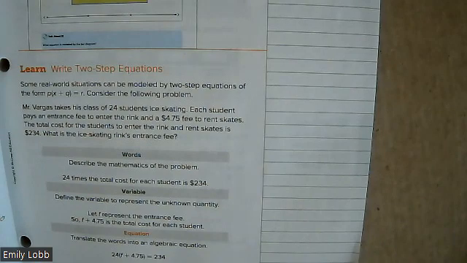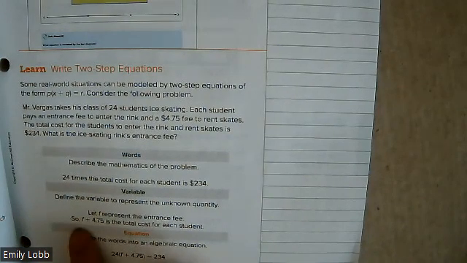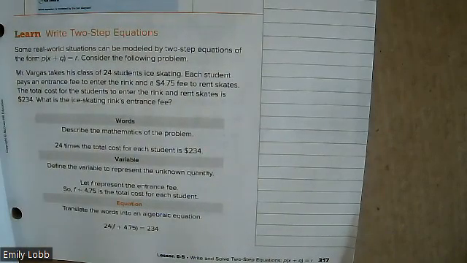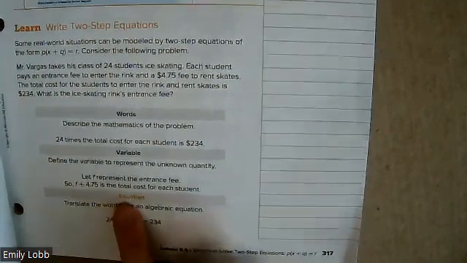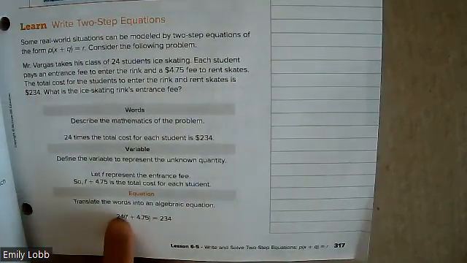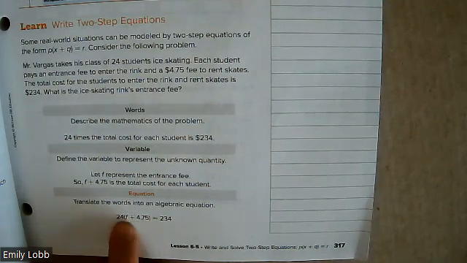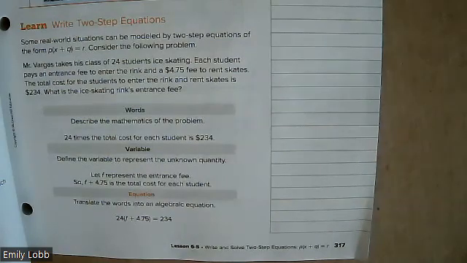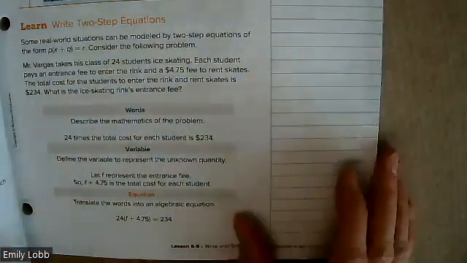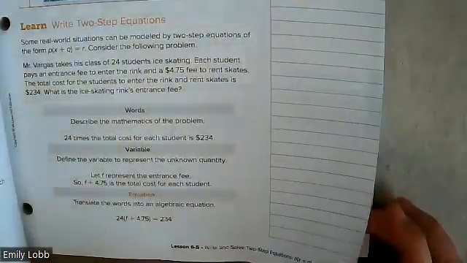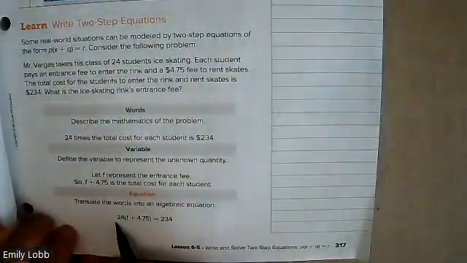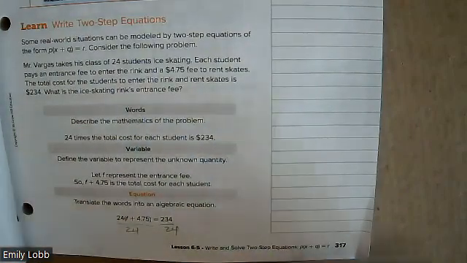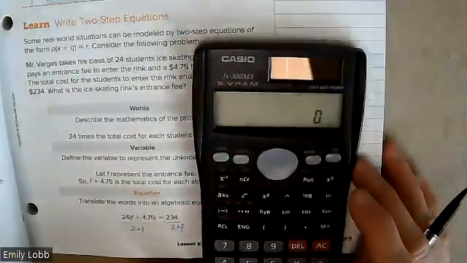So if we let F represent the entrance fee, we know each student is paying F plus that $4.75 rental. That's why we would translate it to the number of students, which is 24, times the amount they have to pay, is equal to the total fee for everyone. Does that make sense? Yep. You could divide both sides by what? 24. So here, when we're talking money, I would say snag a calculator.